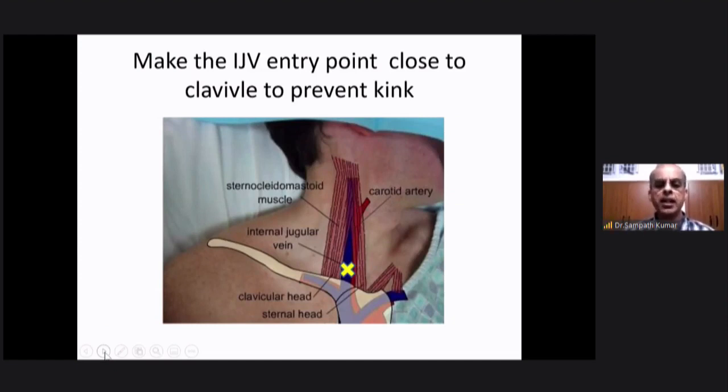One of the most important tips that I would like to give is that they make the IJV entry point as close to the clavicle as possible. Most of the time you may do it under ultrasound guidance. But sometimes, if you are very confident that the internal jugular vein is very big and prominent, you need to just make a skin point, just a mark, and then you can go ahead. Make the entry point as close to the clavicle as possible to prevent the kink.